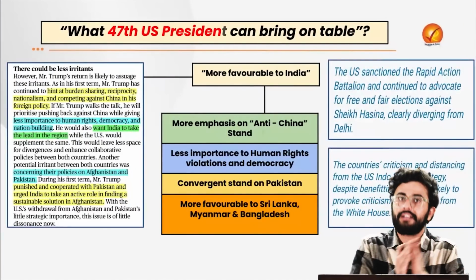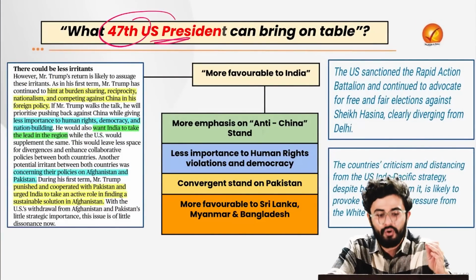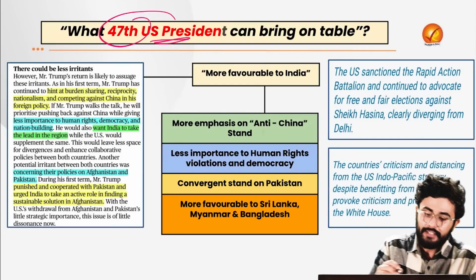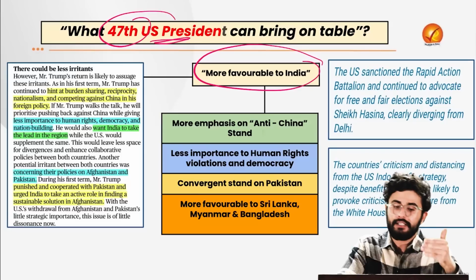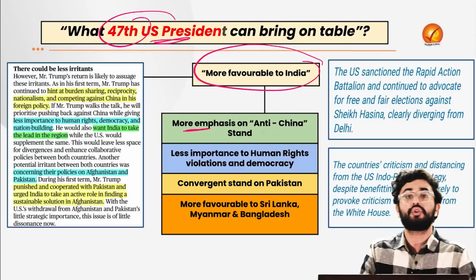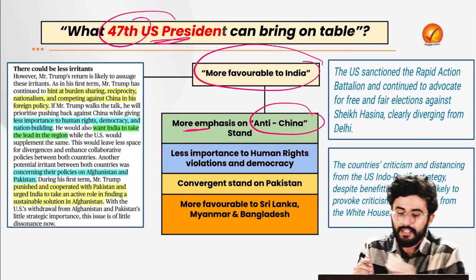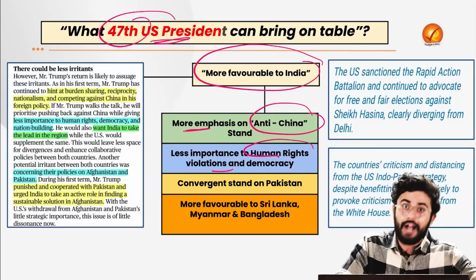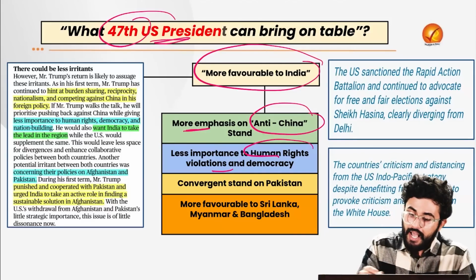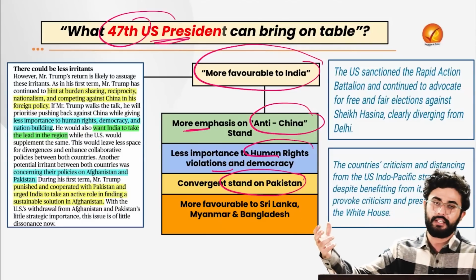So the article suggests what change the 47th US president can bring to the table. It is going to be more favorable for India, because the article suggests that Trump is going to put more impetus on an anti-China stand. There will be less importance given to human rights violations and democracy. Remember, this is a suggestion by the article, a kind of prediction. And there will be a convergent stand which India will share with Pakistan.